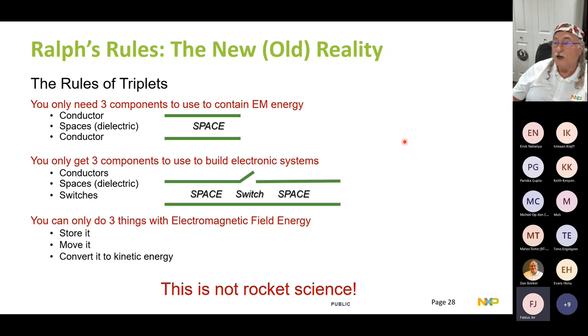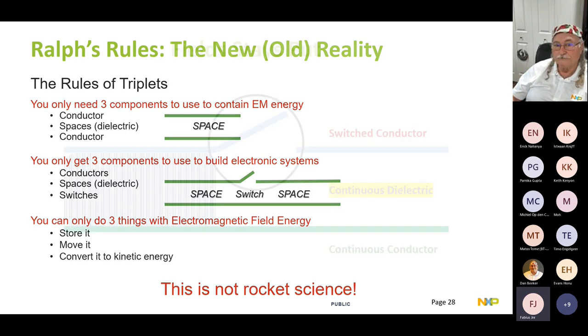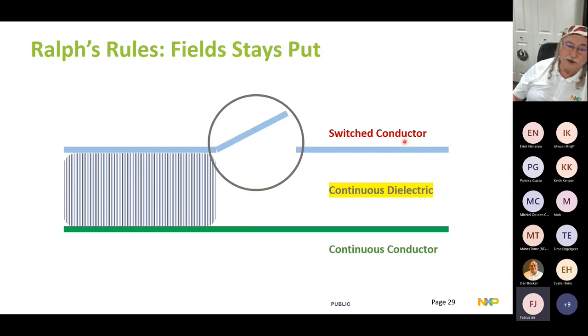And then you can only do three things with field energy. You can store it, you can move it, or you can convert it to kinetic energy. That's it. Drive a speaker, turn a motor, cause the molecules in a filament in a light bulb to vibrate so that you get light. There's nothing else. This is not rocket science. It's extremely simple, and the rules need to be driven by this simple perspective of how you put together your systems. We aren't talking in any of these things about electrons moving in wires. So really simple perspective here.